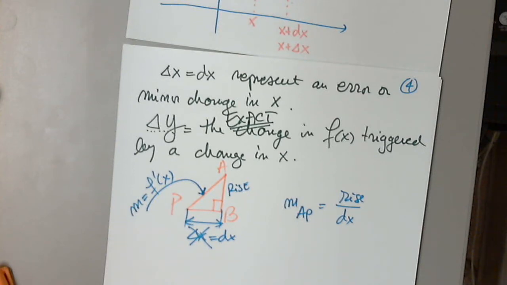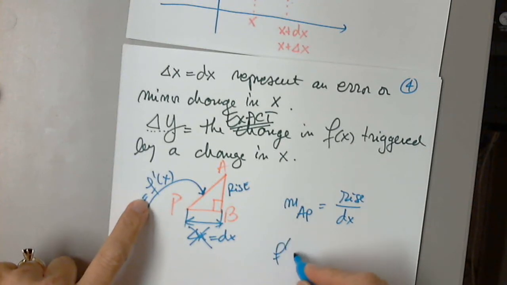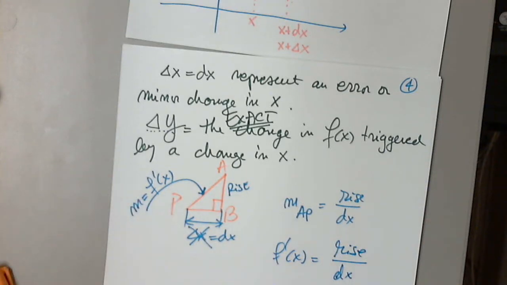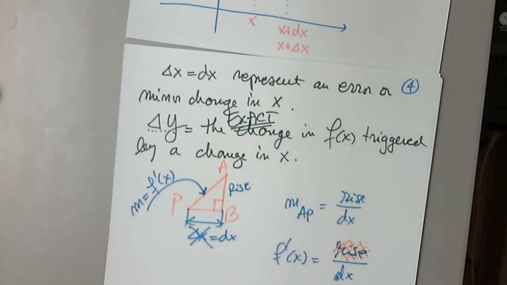This slope, which is f prime, has to equal that slope, which is rise over 1. Agreed? Okay, so let's set them equal to each other. On one side I have f prime of x, and on the other side I have rise over dx. And finally, I would like you to tell me, what can this be? dy. Of course, there is nothing else.